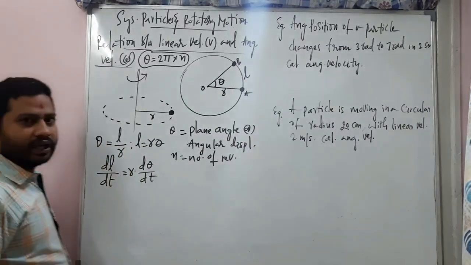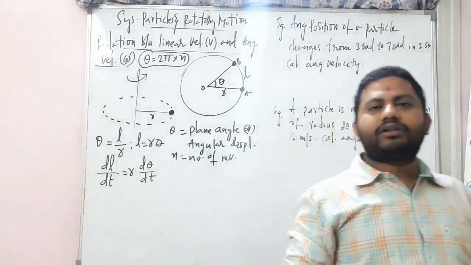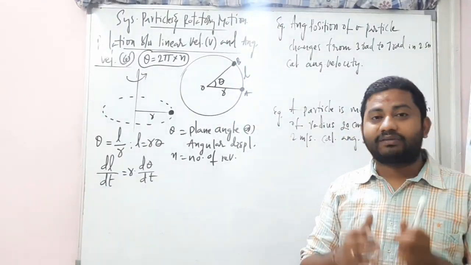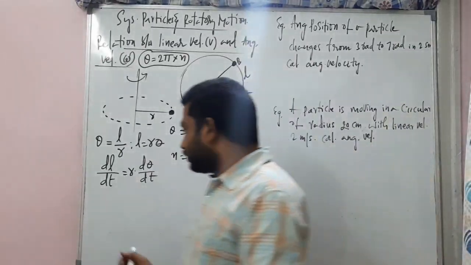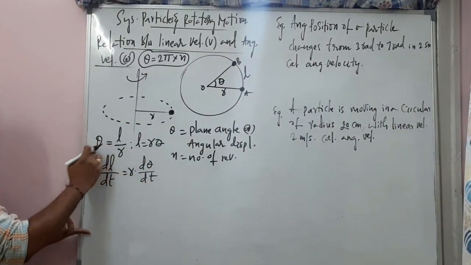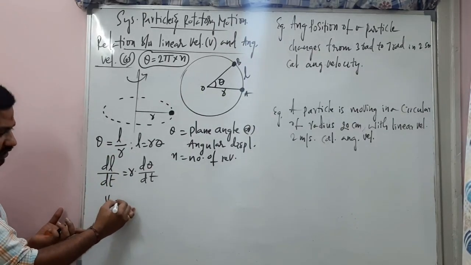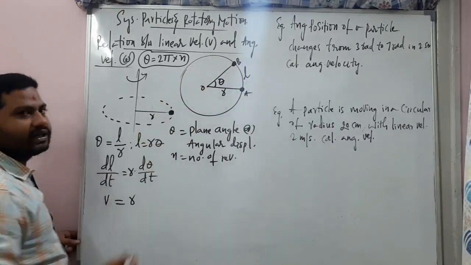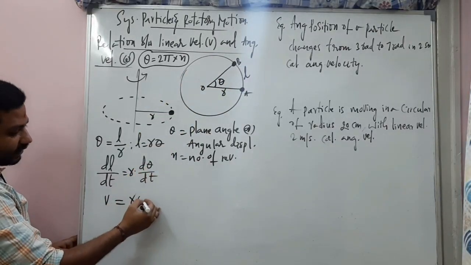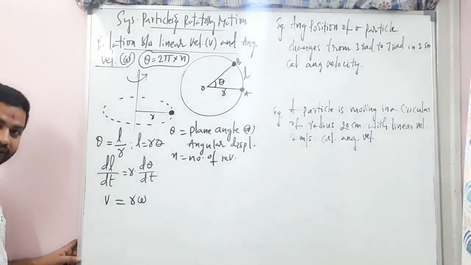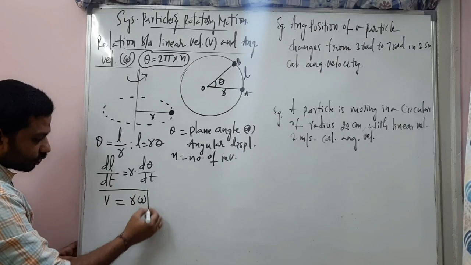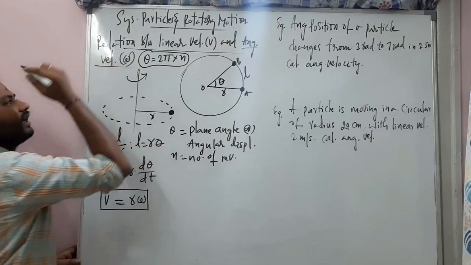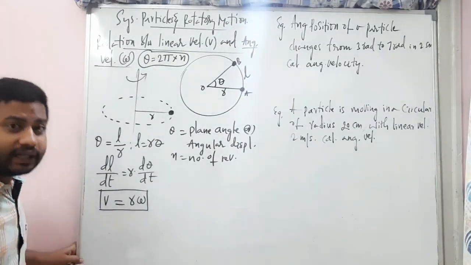And what is dL by dt? dL by dt is the rate of change of linear displacement. Carefully observe, the rate of change of linear displacement. As we are talking about the linear motion here, that is V, linear velocity. And this is R, the radius of that particular circular path. And d theta by dt is omega. What is that omega, sir? That omega is angular velocity here.